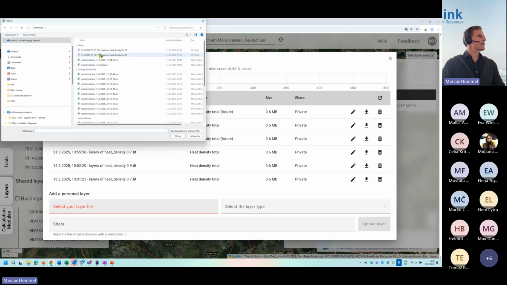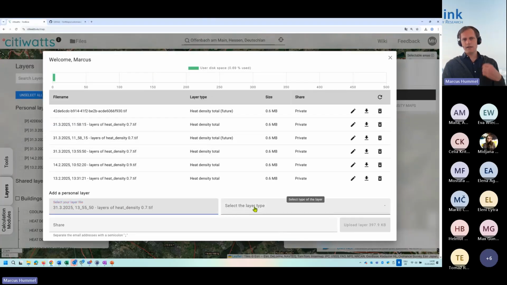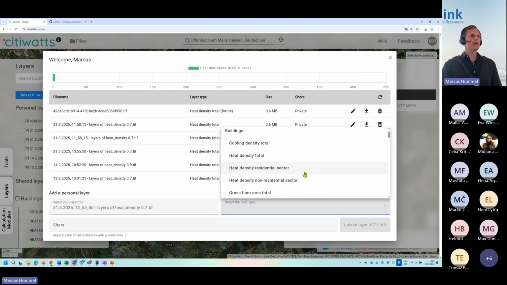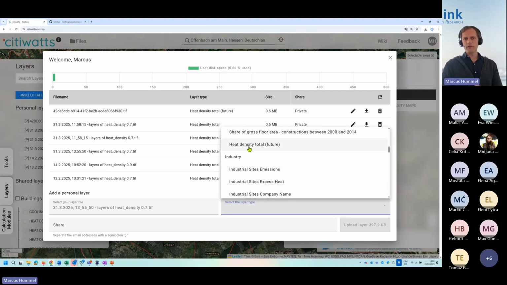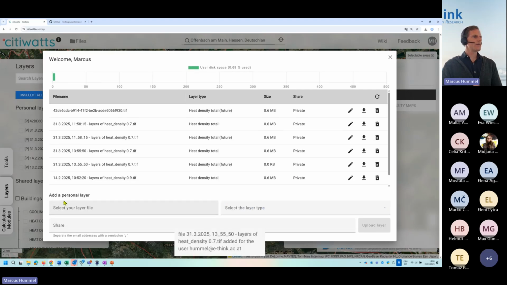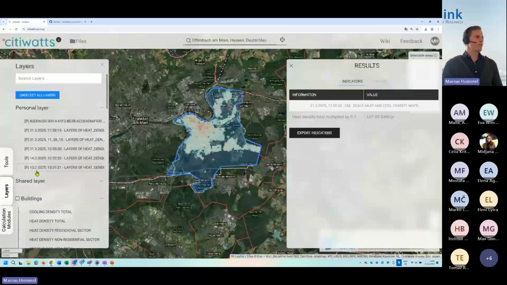I select it. So that's it. I select it. And now I select the layer type, and here I need now to not use this heat density total type, but I go down, I go down, I go down, and here I have the heat density total future. So now I upload it as a future layer, and now the system knows this is intended to be a future layer.